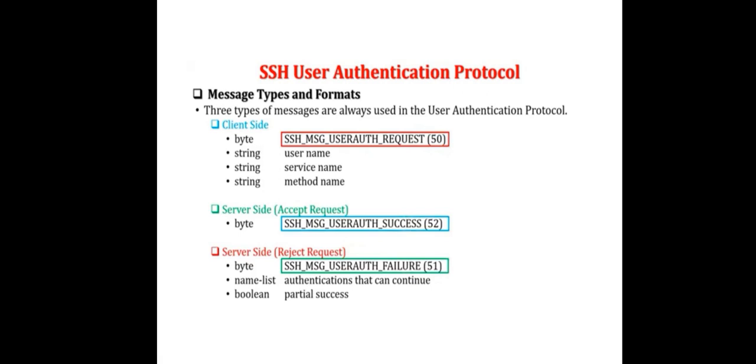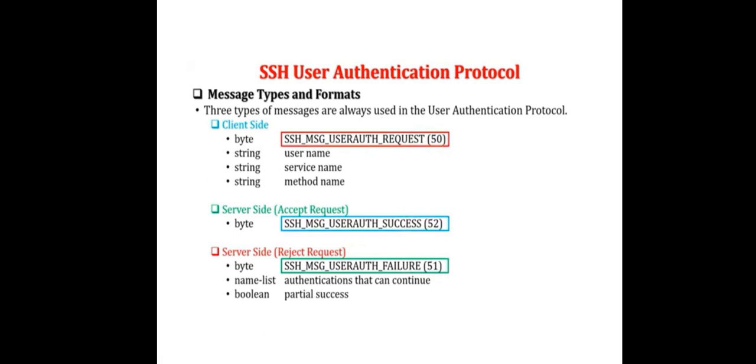If the server rejects the authentication request, then the server sends a message, user authentication failure, to the client. So in this function, these three types of messages are always used. And here the 51 indicates its failure. The user authentication is a failure.